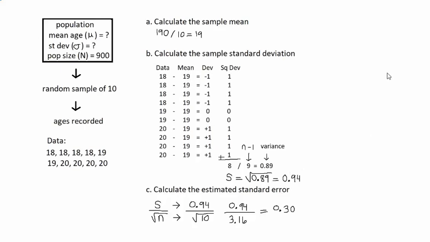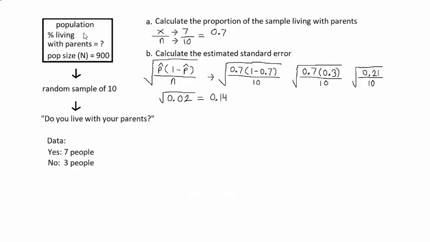So now let's go ahead and go over an example of estimated standard error for sample proportion. So here we have a situation in which there's an imaginary population of 900 people, and a person is interested in what percentage of this population lives with his or her parents. So the person does a survey. The person takes a random sample of 10 and asks each person, do you live with your parents? And records their 10 answers.